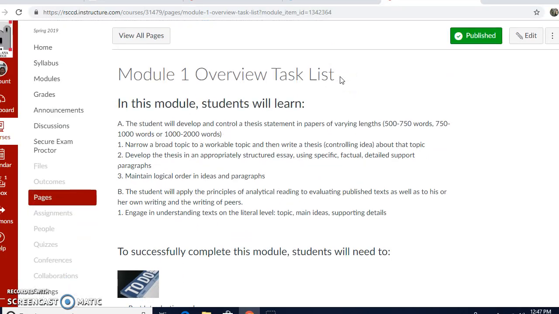Essentially for this module, which will cover 1 week, you will be participating in a discussion where you introduce yourself as kind of an icebreaker and tell us a little bit about yourself and your interest level for our theme in the class, which is food.